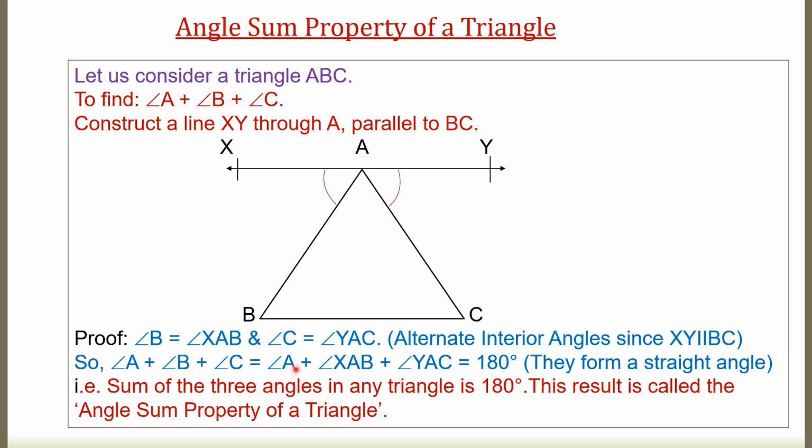A will remain as it is, and instead of B we will write XAB, and instead of C we will write YAC. That comes to 180 degrees. Why? These three angles form a straight angle because this is a straight line. So ultimately we are getting A plus B plus C equal to 180 degrees. So the sum of the three angles in any triangle is 180 degrees. This result is called the angle sum property of triangles.